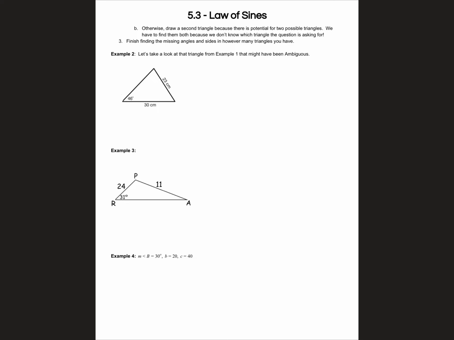If we get a second triangle, then we're going to find both triangles and then finish finding any missing sides and angles in however many triangles that you have. Okay, so let's look at the problem from example 1 that might have been ambiguous. So we have our angle, we said was 46, our side, and since the angle's not included between the two sides, it's over here, and the side across from the angle is the smaller of the two, this could be an ambiguous triangle.